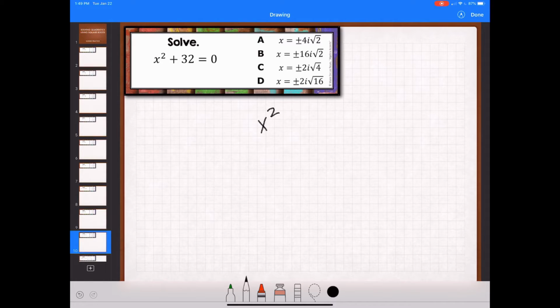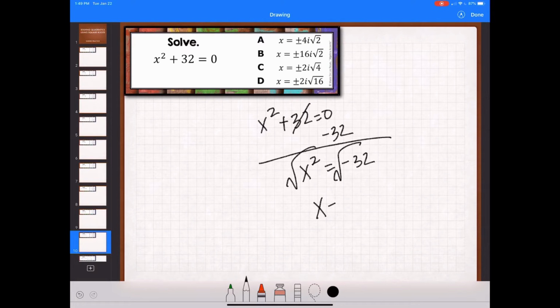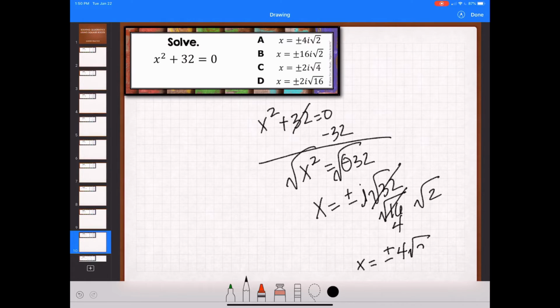All right, x squared plus 32 equals 0, so move the 32 to the right side. x squared equals negative 32. Take the square root. x equals positive and negative i radical 32, but I'm not simplified just yet because radical 32 is the same thing as radical 16 times radical 2, and radical 16 can be simplified to whole number 4. So that gives me x equals positive and negative 4i radical 2 as my final answer.